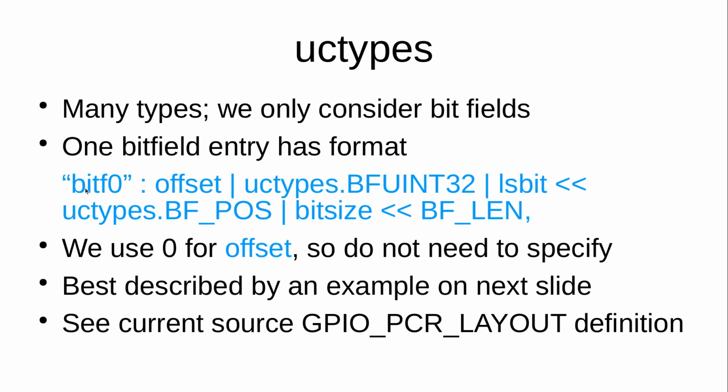Here's the name field. You can have an offset. You have a description of what kind it is. We're going to be looking at bit field unsigned int 32. Bit field position is given by the least significant bit of what it is you're looking at, and bit size is how many bits it is made up by. We're not going to use offset because offset 0 is what we'll be using. You won't need to put it in.